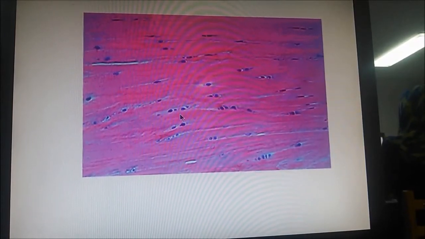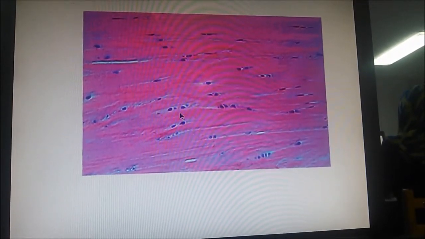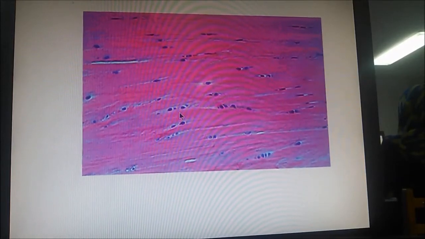Its capacity for extensive growth is much limited. Okay, very slow growth for the cartilage, especially in adults.